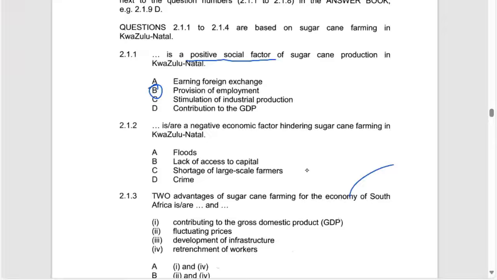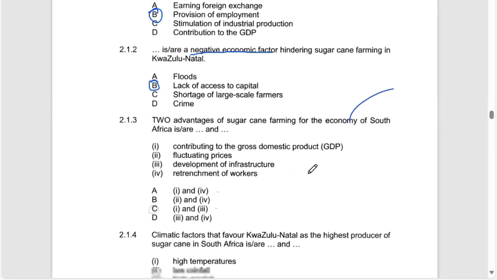Right, number 1.2.1.2, dash is a negative economic factor hindering sugarcane farming in KwaZulu-Natal. Negative economic factor, which is hindering production of sugarcane. What could be that? It must be economic, and must be negative. So it's lack of access to capital.